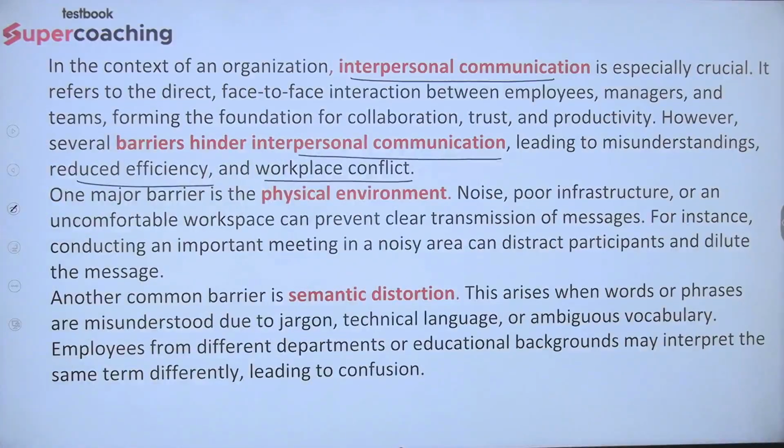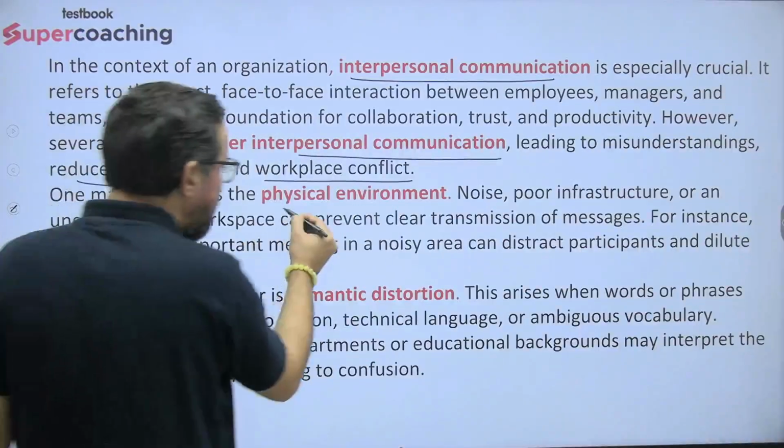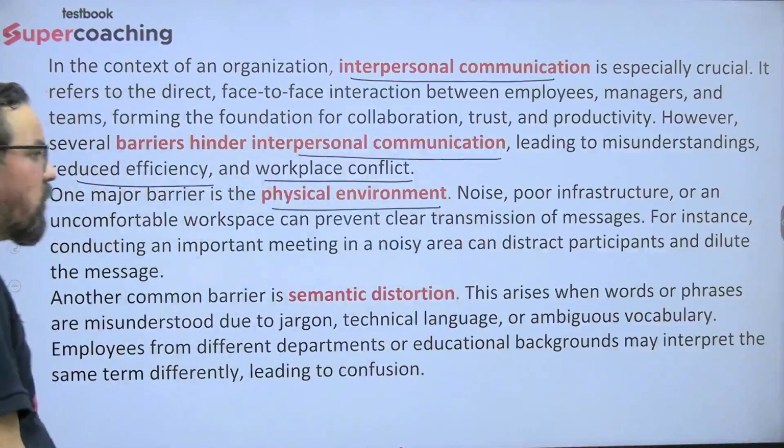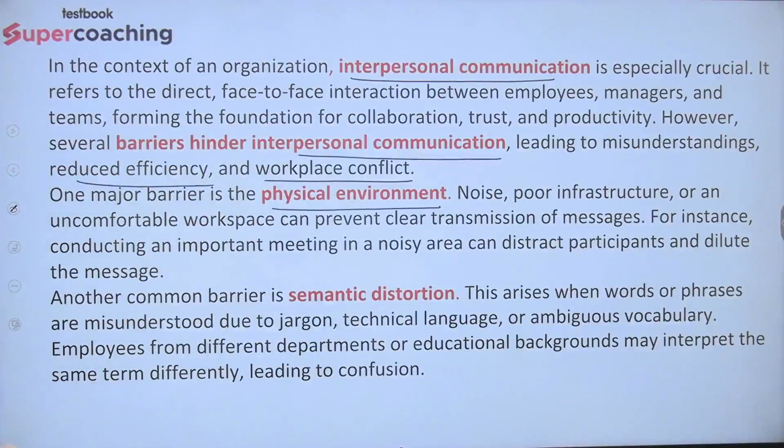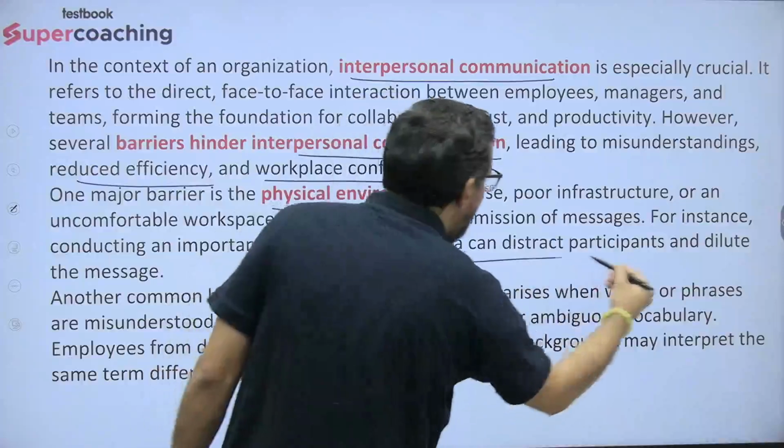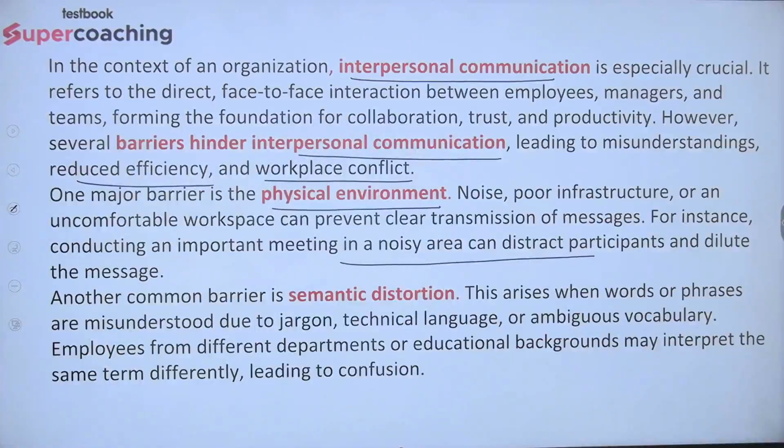One major barrier is physical barriers. Noise, poor infrastructure, or an uncomfortable workplace can prevent clear transmission of the message. For instance, conducting an important meeting in a noisy area can distract participants and dilute the message.